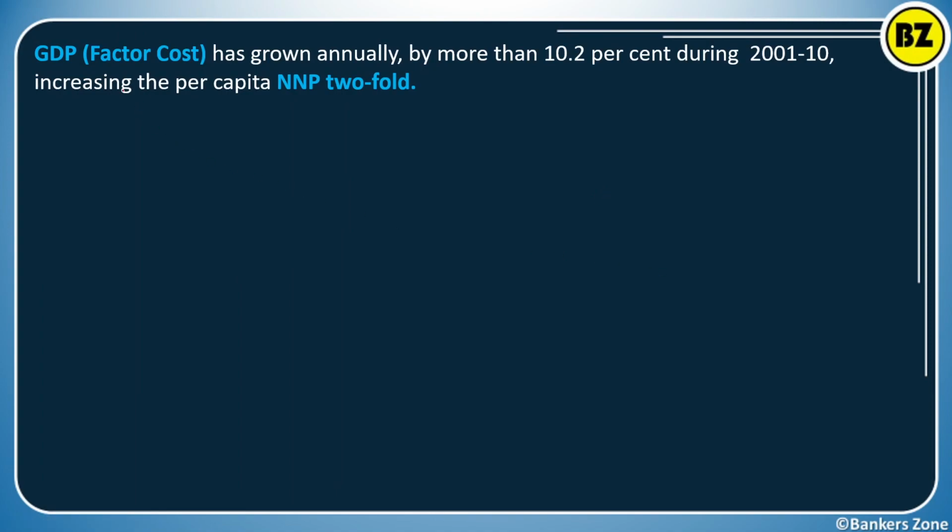Now GDP at factor cost has grown annually by more than 10.2% during 2001 to 2010. That means in that decade, the GDP at factor cost grew. What do you mean by GDP at factor cost? That we have to discuss in the ABM, so here you don't need to worry. Per capita NNP, net national product, increased twofold, almost 2 times. You don't need to remember that figure, but the concept of GDP at factor cost and NNP will be discussed in the ABM. We have a separate chapter on that.